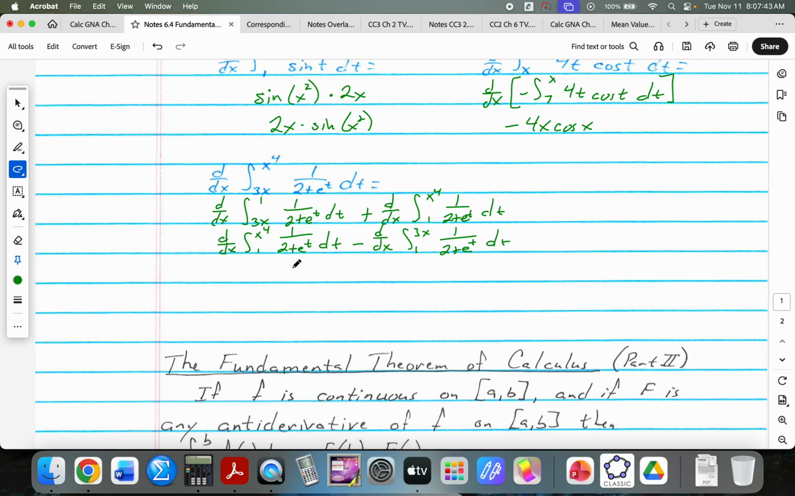So now applying the fundamental theorem and applying the chain rule to both of these, because neither of them is just x, we'll have 1 over 2 plus e to the x to the fourth times 4x cubed minus 1 over 2 plus e to the 3x times, because of the chain rule, 3.